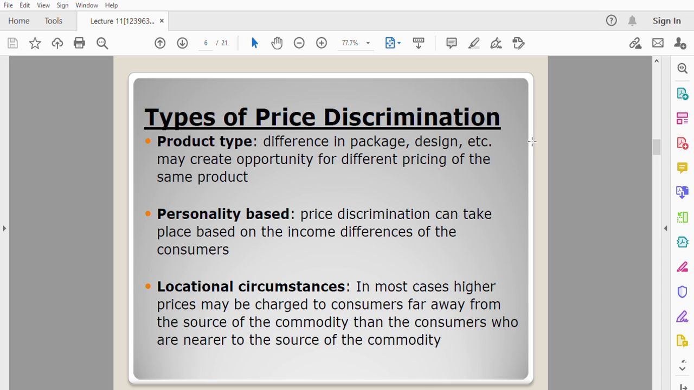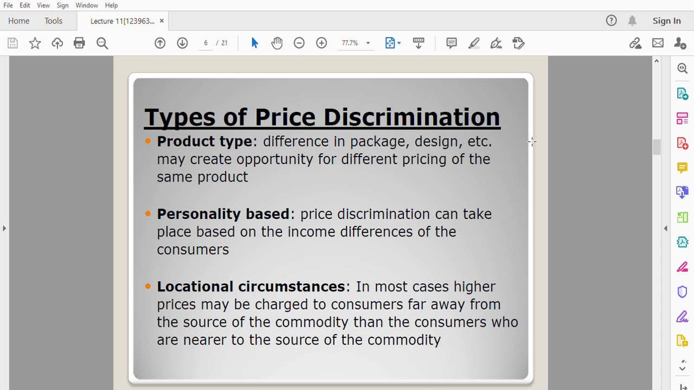And the last is locational circumstances. Have you realized that in some particular locations, prices of goods and services are high, while the same goods and services are sold at low prices at different locations? Sometimes it's dependent on how near the commodity is to that community.